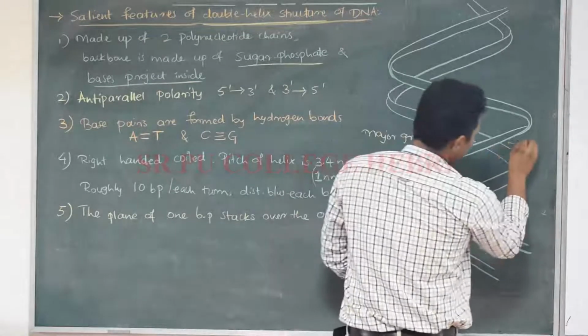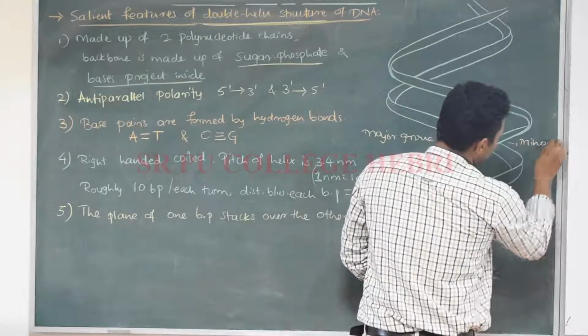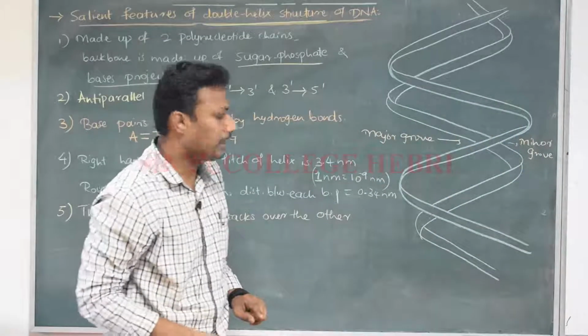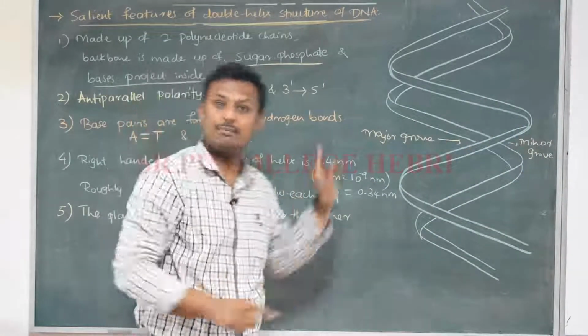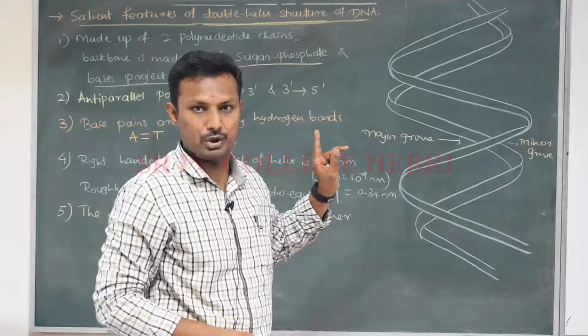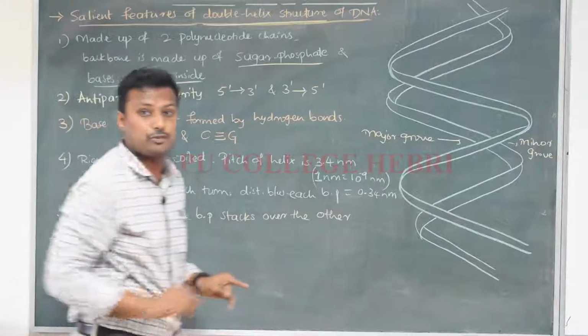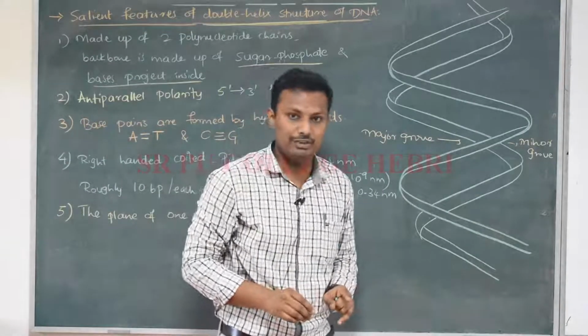Okay, this is the minor groove. So in order to correctly understand the major groove and minor groove, you need to draw this diagram in the same way which I showed you now. And see, the first point says what? The sugars and phosphates make the backbone of the DNA model.